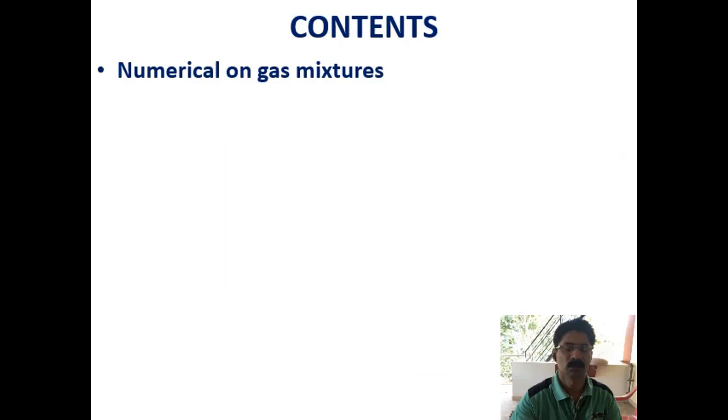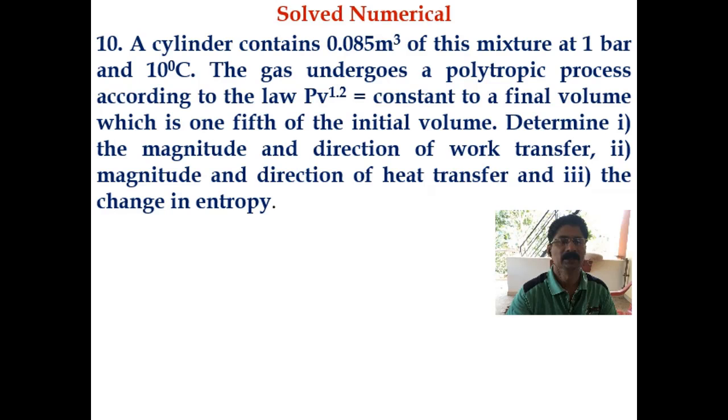So we'll continue to solve numericals on gas mixtures. The cylinder contains 0.085 meter cube of this mixture at 1 bar and 10 degrees C. The gas undergoes a polytropic process according to the law PV to the power 1.2 is equal to constant, to a final volume which is 1/5 of the initial volume. Determine magnitude and direction of work transfer, magnitude and direction of heat transfer, and change in entropy.